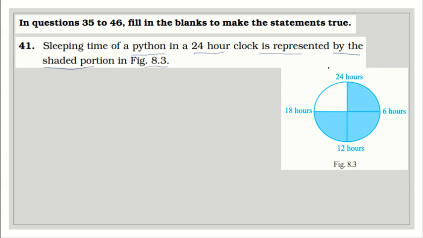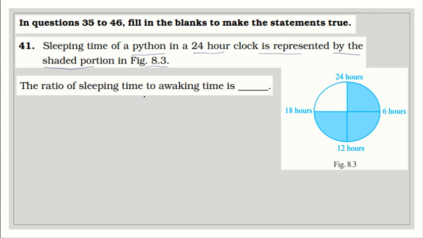So, what is the question? The ratio of sleeping time to awakening time. Awakening means out of 24 hours, when it sleeps 18 hours, then it must be awake only for 6 hours. So, the ratio of the sleeping hours, that is 18 hours, is to awakening time 6 hours. After finding the lowest form, this 18 is to 6 becomes 3 is to 1.